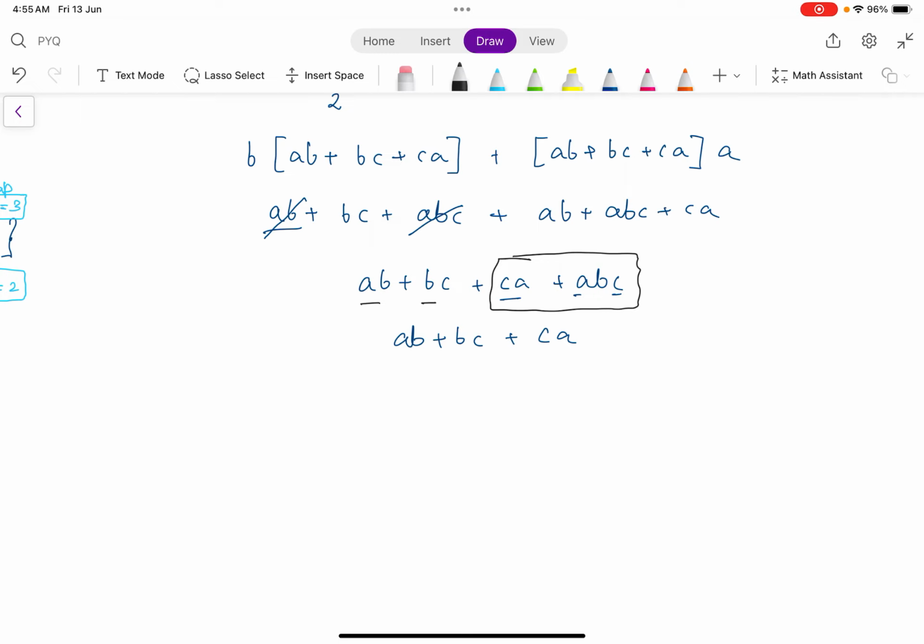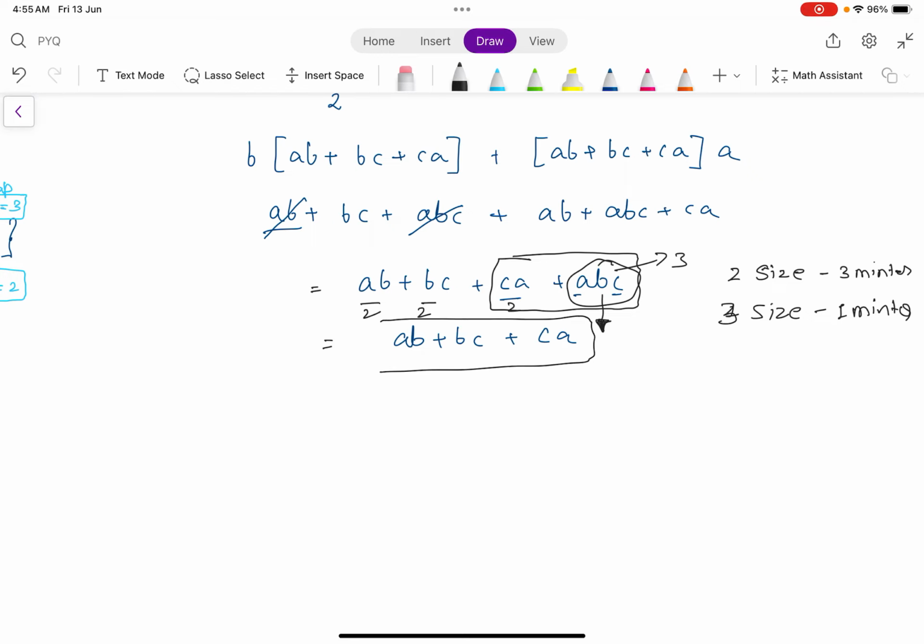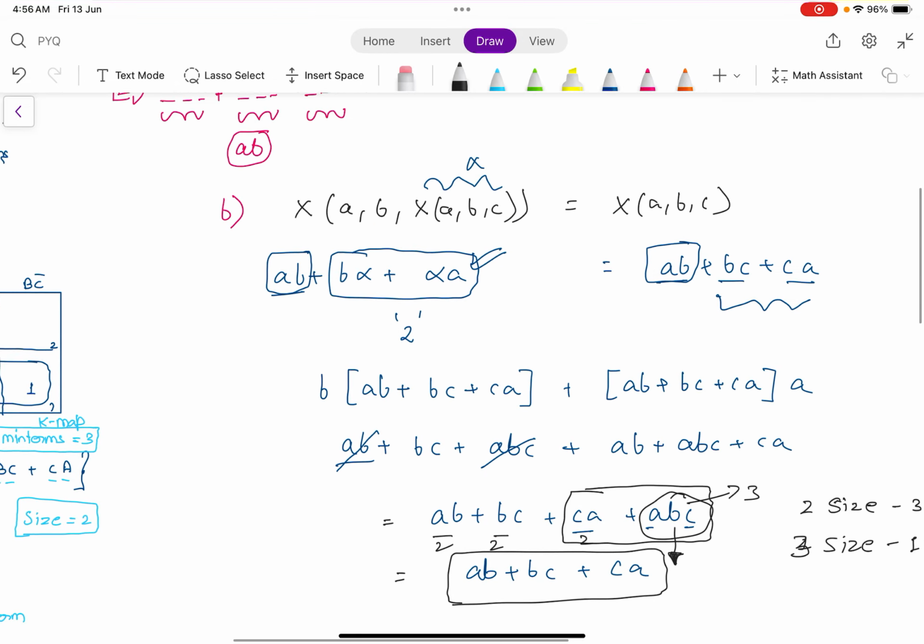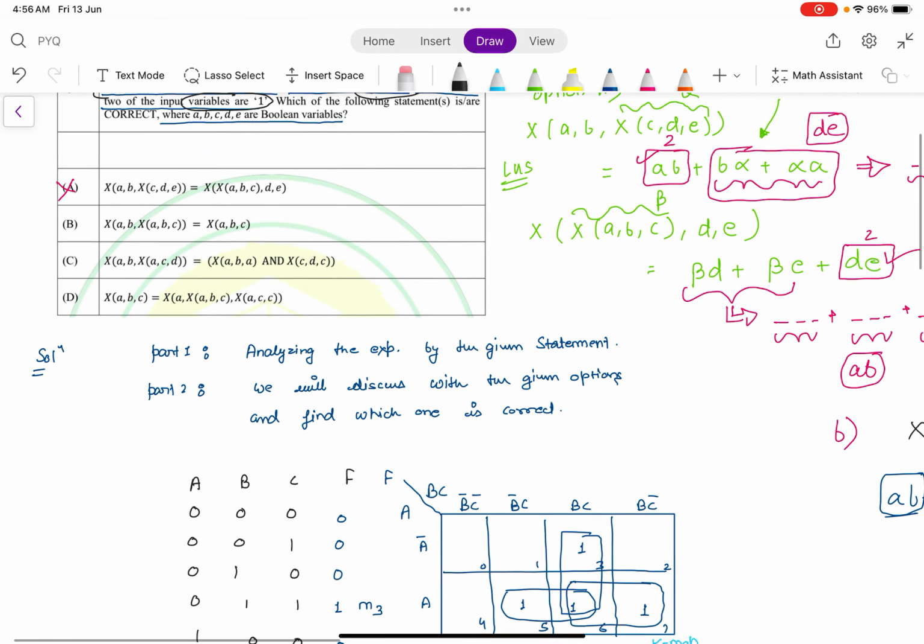There are two minterms of size 4, two of size 3, and one minterm of size 3. This minterm is having size 3 and the other minterm is having size 2. So it is possible that the entire size can be changed. This minterm size can be changed with the help of these two size minterms. So yes, it is possible, and the expression becomes AB plus BC plus CA. So option B is correct.